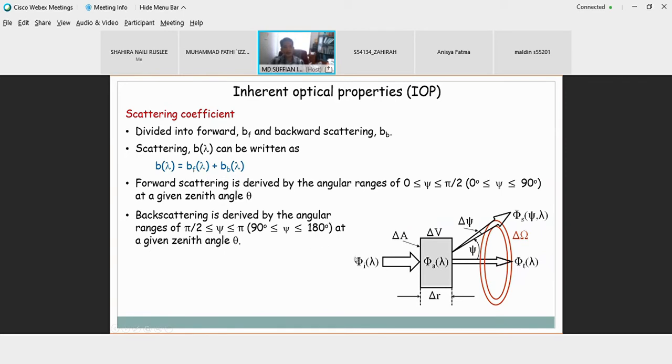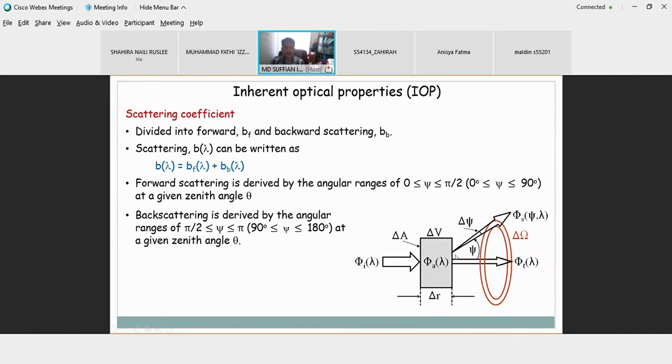So kalau apa yang kita sebut sebagai forward scattering bermaksud bahawa dia punya angular range is between 0 and pi per 2. Pi per 2 is a 90 degree. Daripada 0 sehingga 90 degree angle. Kalau tengok ni zenith angle 0 hingga 90. Back scattering is between pi over 2 and pi. 90 sehingga 180 degree back scattering.